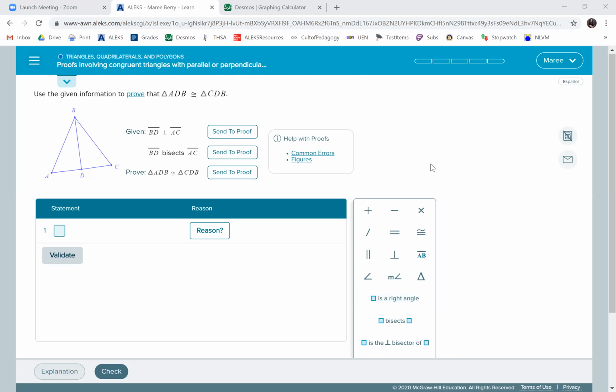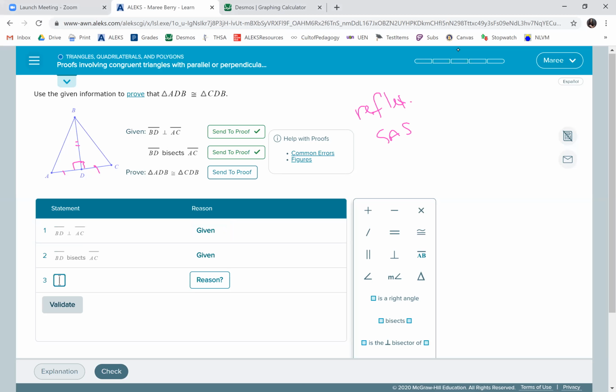So right here, when we know that BD is perpendicular to AC, we know that we're going to have a right angle at ADB. So that's going to be a right angle. All right angles are congruent, so you know that these two will be congruent. BD bisects AC, so you know these two will be congruent. And then we'll show this congruent by reflexive. So let's see, we'll use reflexive property. And then we have a side angle side. So we'll use side angle side to show that those two triangles are congruent. So let's go ahead and work on that.